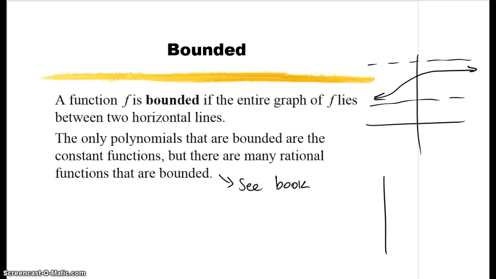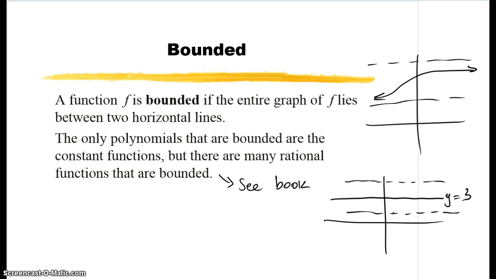For the constant function, it's a very easy case. If you just grab the constant function y equals 3, let's say, then that's obviously bounded because the entire graph can be put between 2 horizontal lines, for example, y equals 4 and y equals 1. So think of the definition of bounded and look at those examples in your textbook.